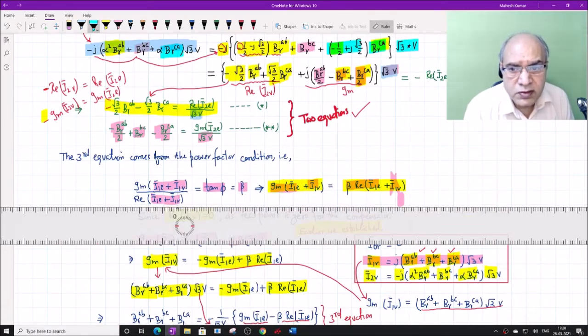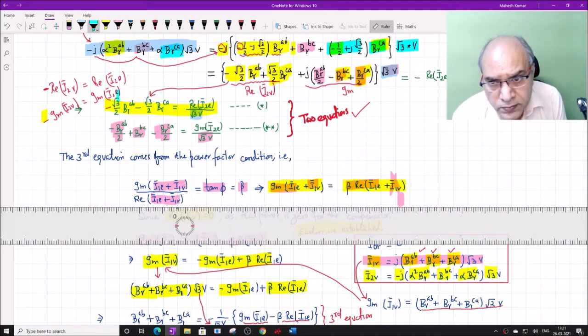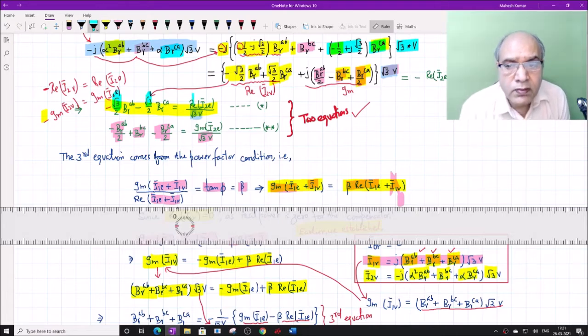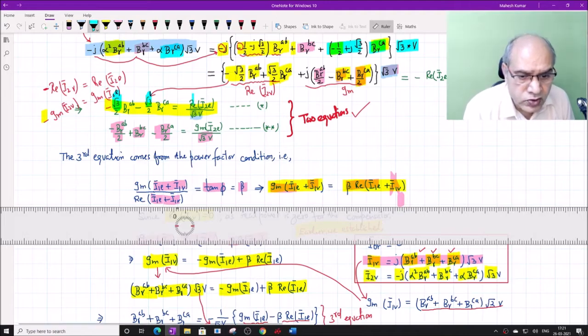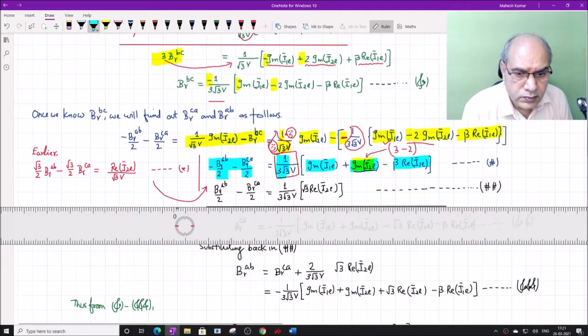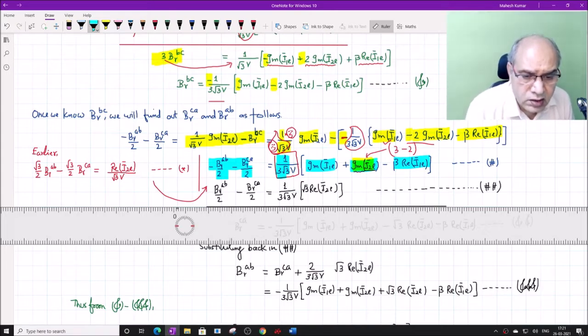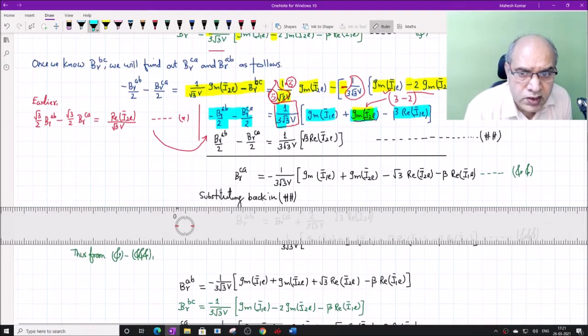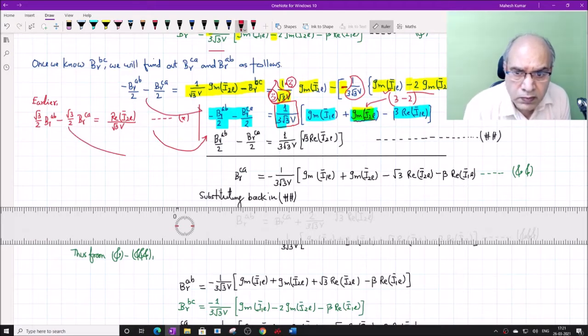Okay. So for the first equation we will divide by root 3. This one. Root 3 will take on this side. So it becomes minus b gamma ab by 2 minus b gamma ca by 2 equal to real of I2L by 3b. So this we have used here. This one. So 3 root 3b comes from the first equation, and this equation just now we have proved from this one, and this is actually the first equation from here.